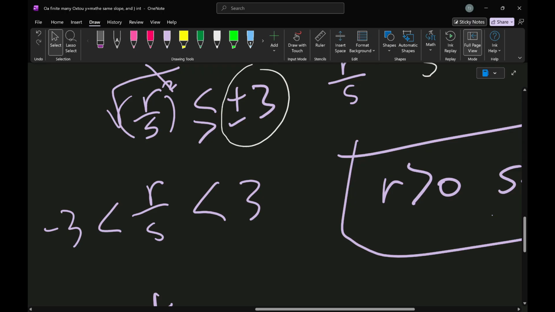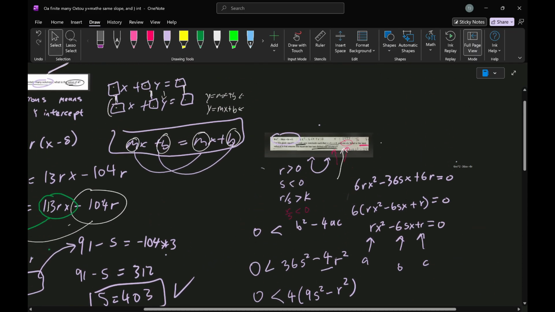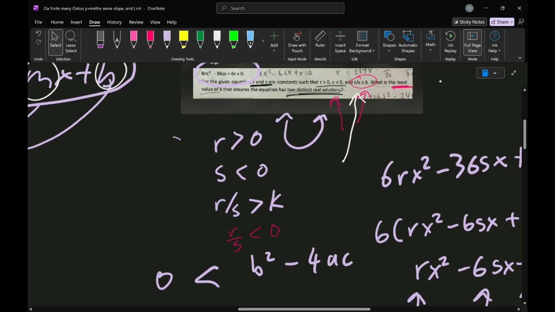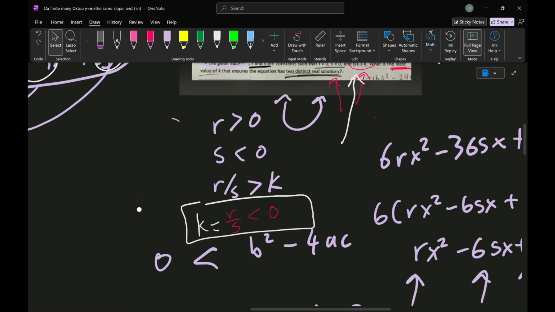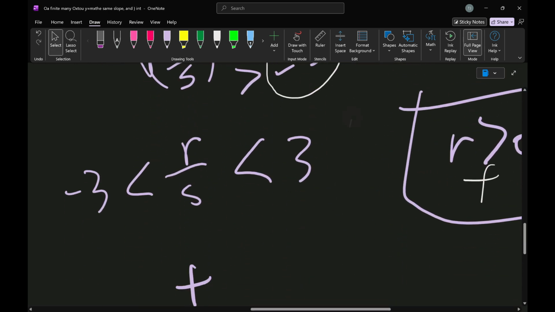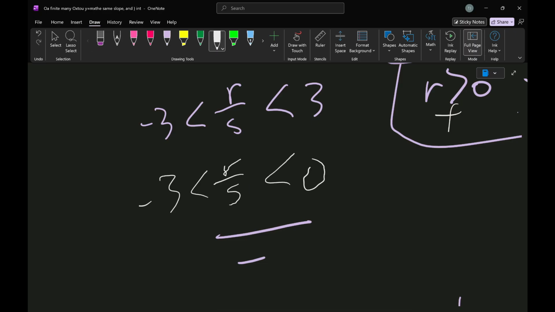It says r is positive, s is a negative number, and we made sure that r over s, or this k, the value of k, must be what? Must be less than 0, right? So it must be a negative number. In this case, we know it's a negative number. So out of these two, because the restriction has to be a negative number, it's closer to this, right? Because it can't be a positive number. And then out of this, the smallest number is negative 3.